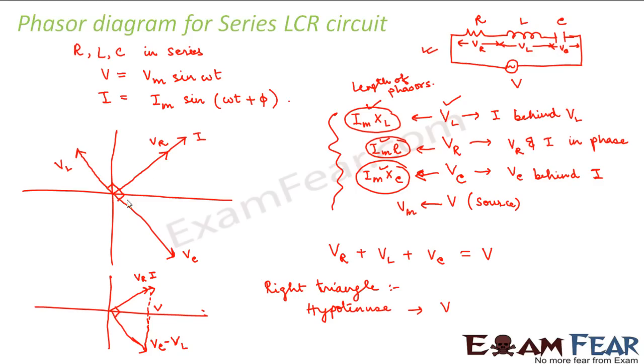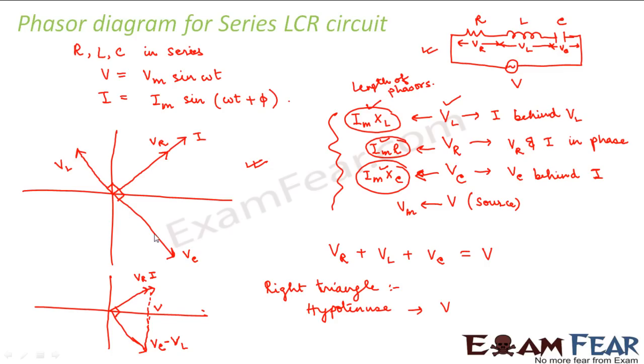What we did here is we first drew a phasor for current. Then we drew the phasors for voltage across resistor, voltage across inductor, and voltage across capacitor. The voltage across resistor is in phase with the current, so it overlapped with current. Voltage across inductor is ahead of current by 90 degrees. Voltage across capacitor is behind current by 90 degrees, so it is plotted behind current by 90 degrees. So this is what we obtained initially.